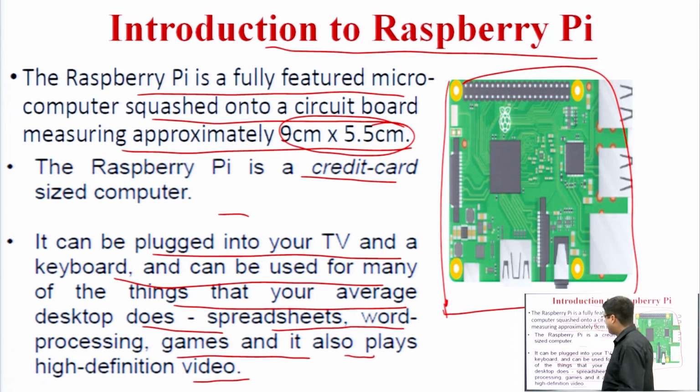So, we can say that our Raspberry Pi can be plugged into a TV, and through a keyboard you can do many functions. You can use your TV like an average desktop. For spreadsheets, word processing, games, high definition video can be played using the TV. So, this is the main advantage of Raspberry Pi. This is the picture of the Raspberry Pi. It looks like this. Okay.